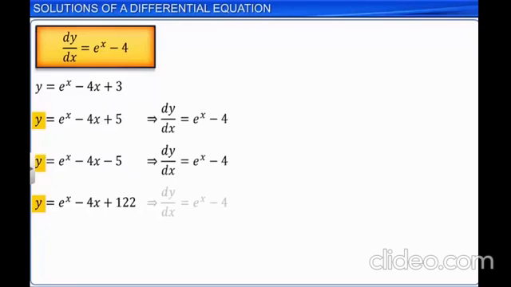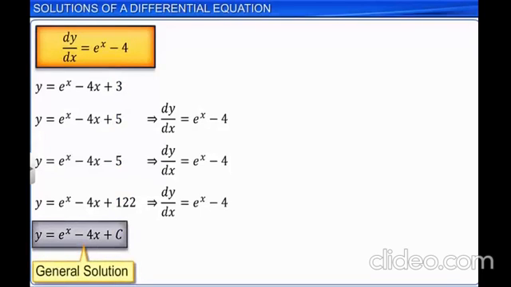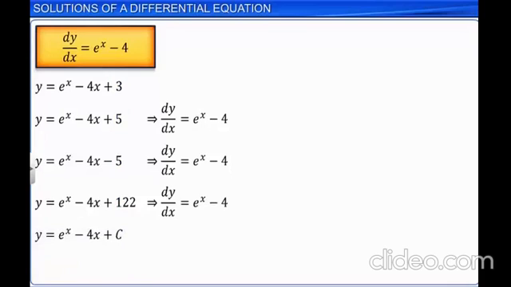We can represent the constant in the equations with a letter. We choose c here. So this function represents all the solutions of the differential equation. Such a function is called the general solution, and the function obtained by replacing the value of c by a number is called the particular solution.